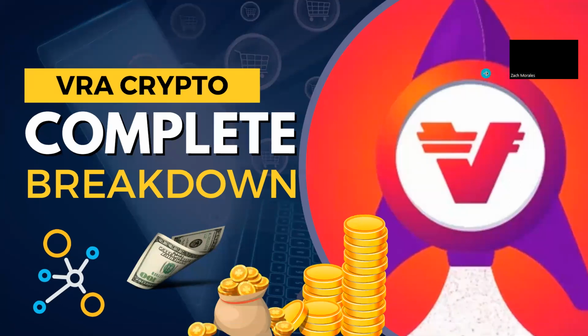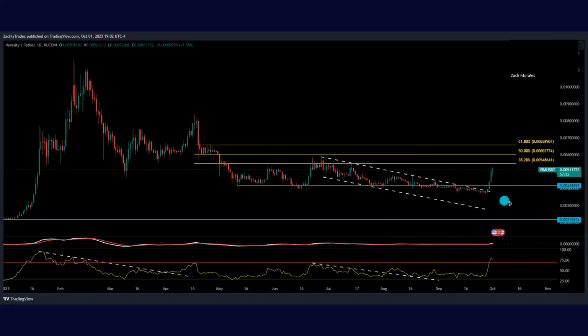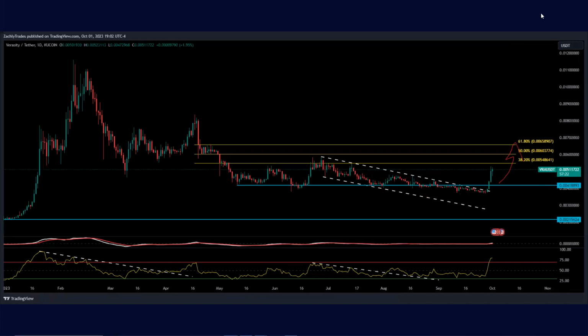We got to talk about Verasity. So we're going to break down VRA in today's video. We're going to go over the chart and you can see the clear breakout after trading in this bearish channel. We're going to go over some of the bullish price targets and key areas to the upside we need to pay attention to right now.